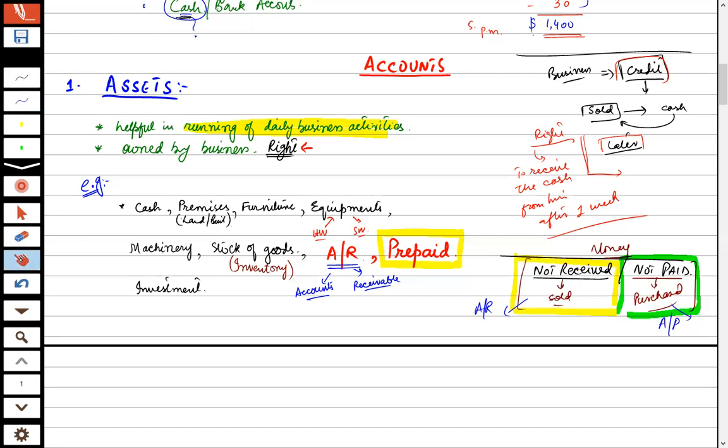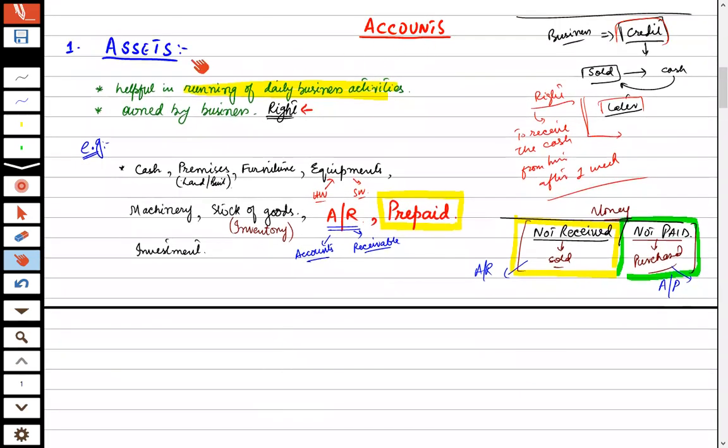Credit, again, just recalling, because these initial lectures are very important. Once you have made your concepts clear, then we will be doing the accounting procedures fluently. If money is not received when you have sold something, then it would be accounts receivable. If money has not been paid when you have purchased something, then you have to pay, so it would be accounts payable. But accounts payable will not be an asset. It would be something else that we will discuss now.